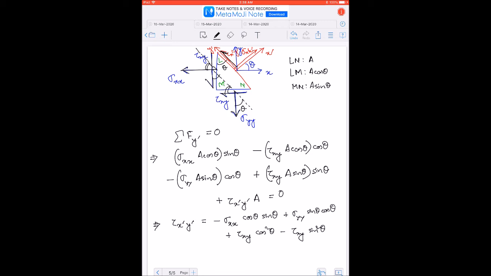All right, so we can simplify it a little bit further. Tau x dash y dash is equal to minus sigma xx cos theta sin theta plus sigma yy sin theta cos theta plus tau xy, taken as common, cos square theta minus sin square theta.